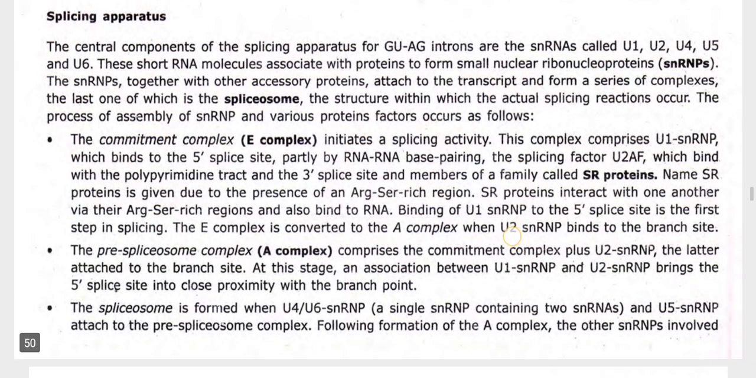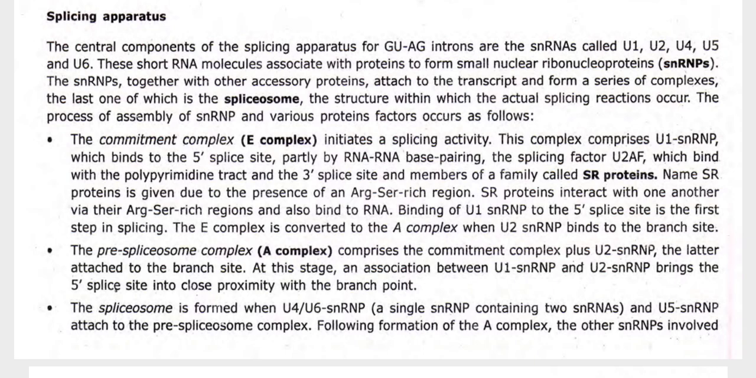Then the splicing apparatus. The central components of the splicing apparatus for GU-AG introns are the snRNAs called U1, U2, U4, U5 and U6. These short RNA molecules associate with proteins to form small nuclear ribonucleoproteins, or snRNPs. The snRNPs together with other accessory proteins attach to the transcripts and form a series of complexes, the last one being the spliceosome, the structure within which the actual splicing reactions occur.